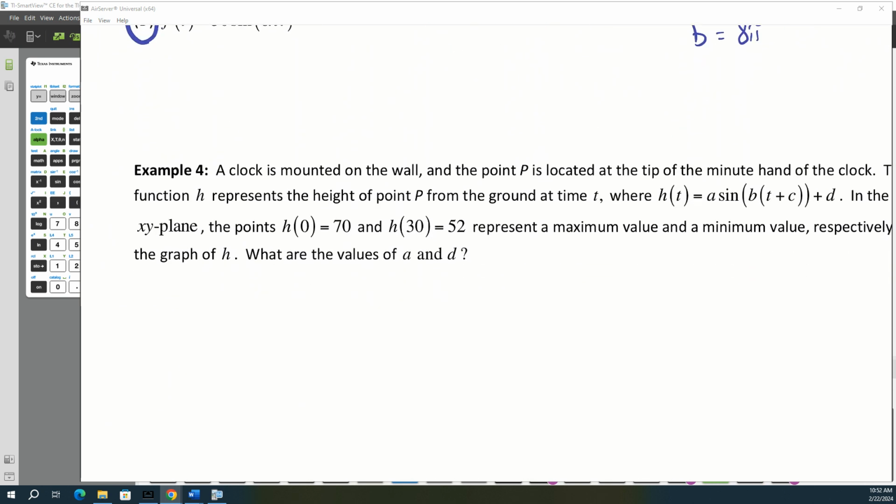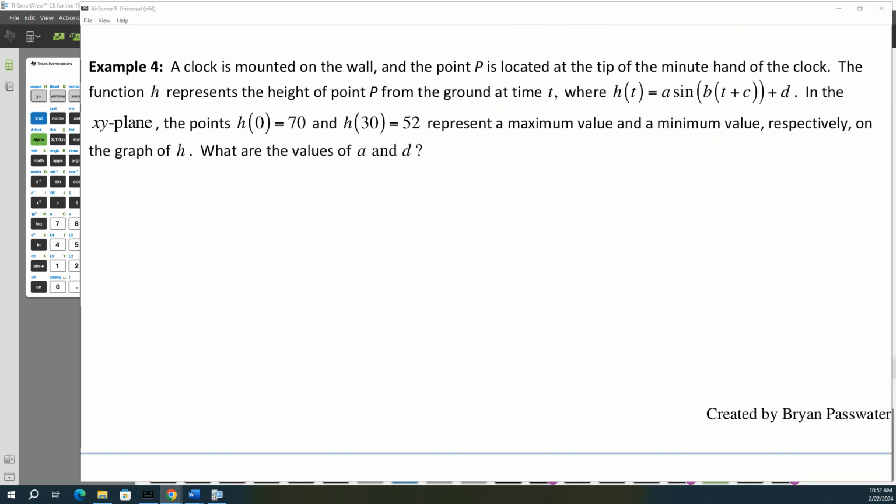Okay. Let's look at example 4. This should sound familiar. We definitely have worked with this situation. A clock is mounted on a wall, and the point P is located at the tip of the minute hand of the clock. And the function h represents the height of point P from the ground at time t, where h of t is a sine function. And then we know that the points h of 0 equals 70 is a maximum and h of 30 equals 52 is a minimum. And so what we want to do is find A and D.